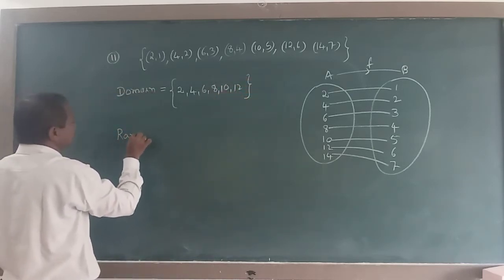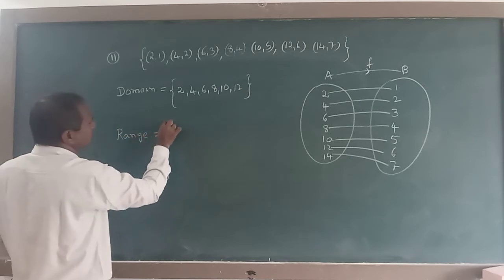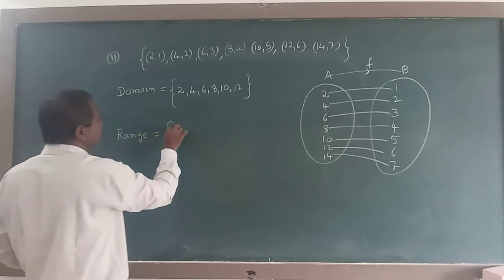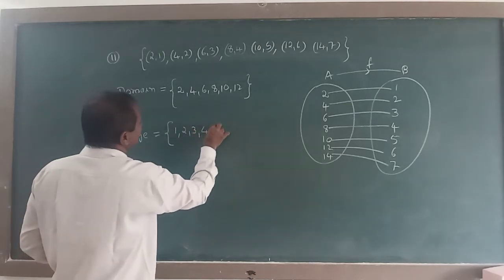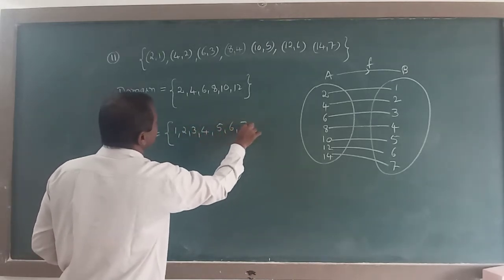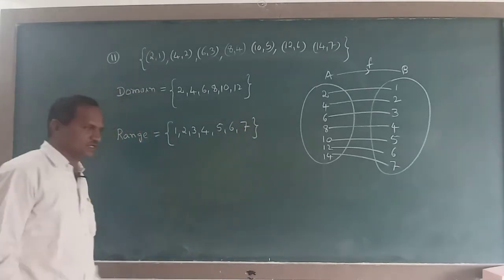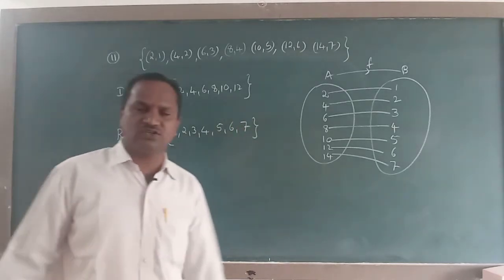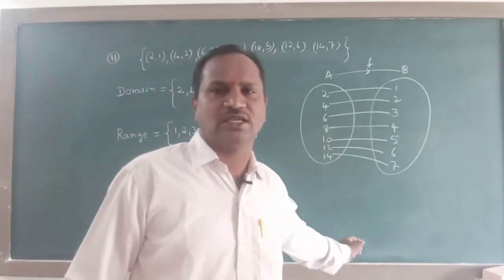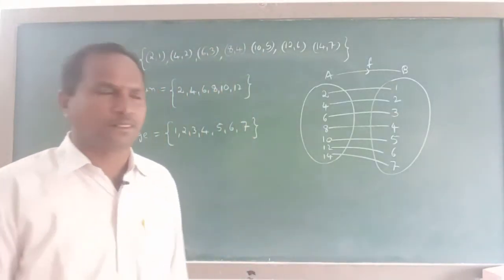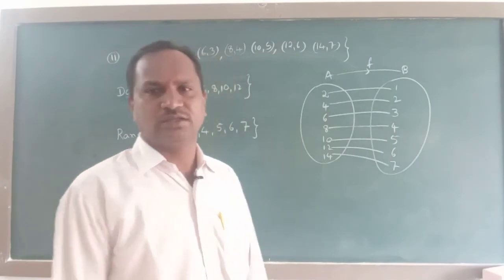Range is equal to here. Range is the set of all second elements. What are the second elements? 1, 2, 3, 4, 5, 6, 7. It is the range. Like that we are finding the domain and range for the given relation capital F here. Next, let us solve the third question.